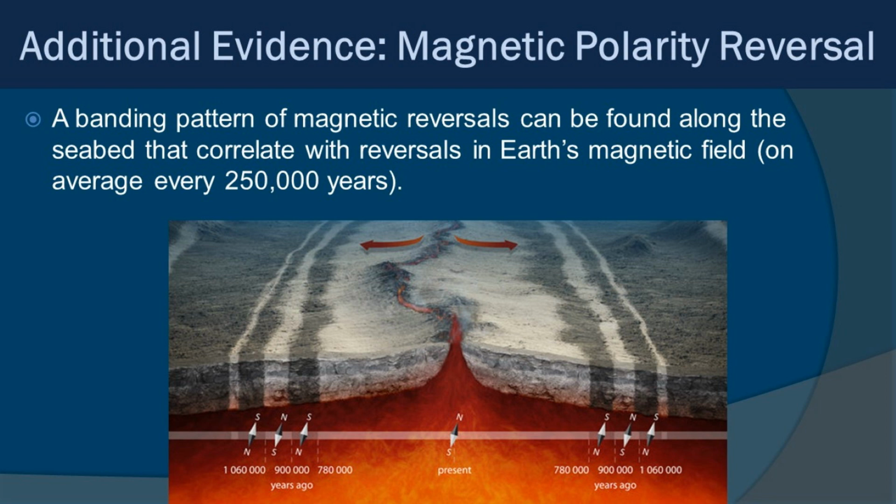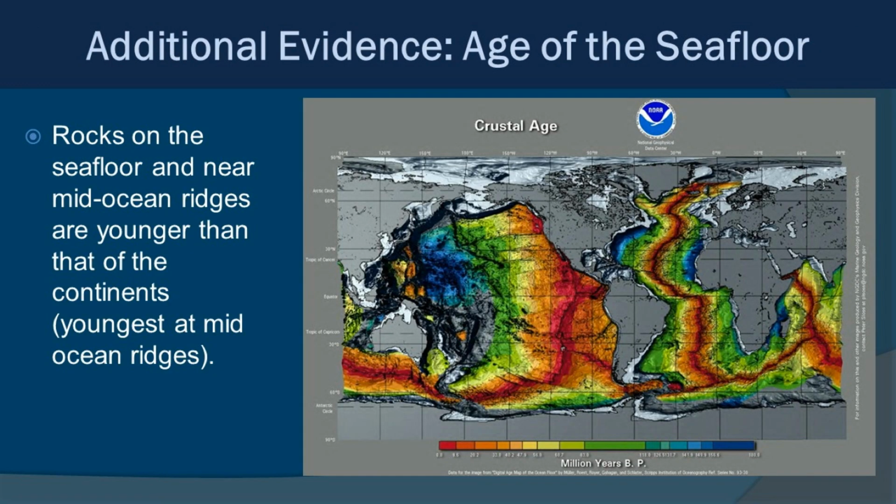This continues to happen over a long period of time, creating a banding pattern on the ocean floor of various reversals. Earth's magnetic field reverses on average every 250,000 years.